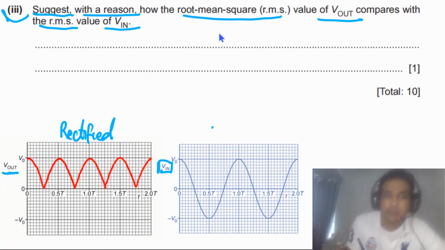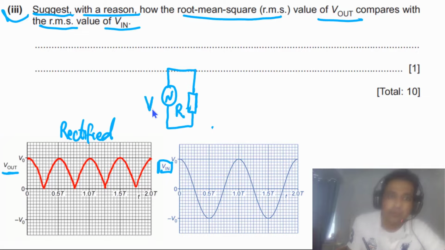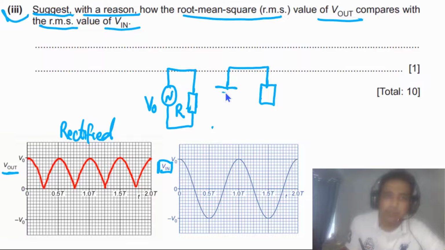Now let's try to understand what the meaning of root mean square is. Root mean square simply means that imagine we have an alternating power supply, and we connect it across a resistor. The resistance of this resistor, let's say, is capital R, and the peak value of this one is V naught. Now we have a DC power supply, but we have the same resistor. So here we have a DC power supply and the same resistor capital R. Let's say in this case the power dissipated is equal to P naught.